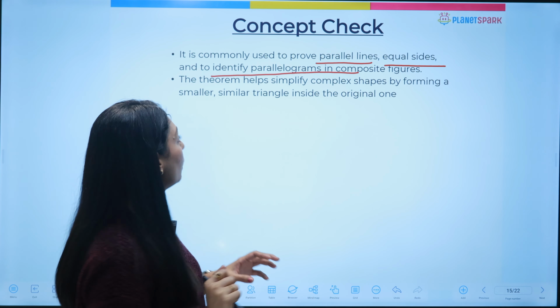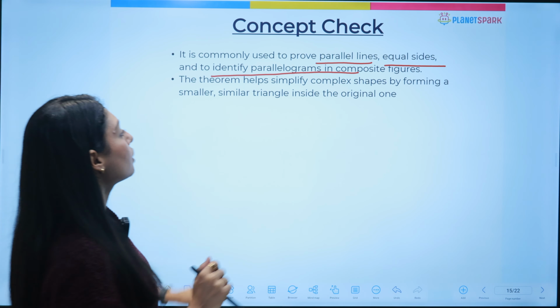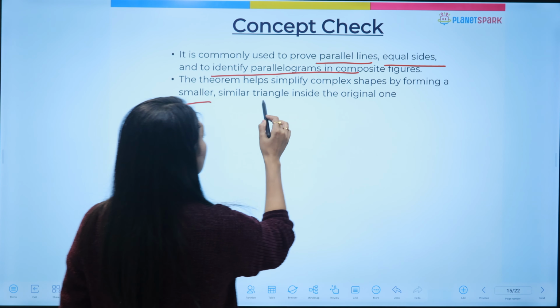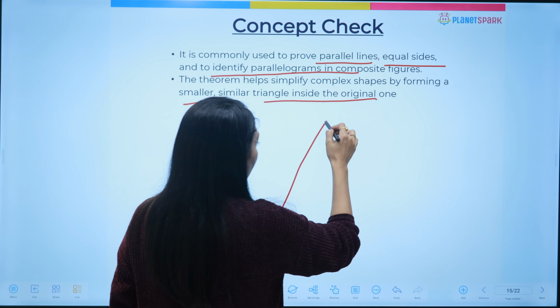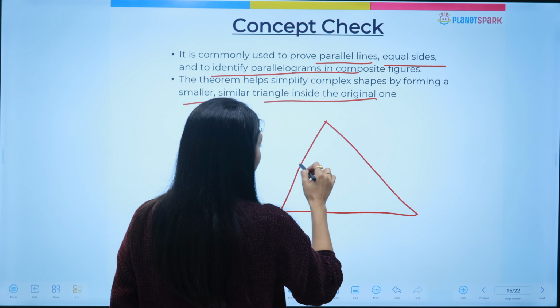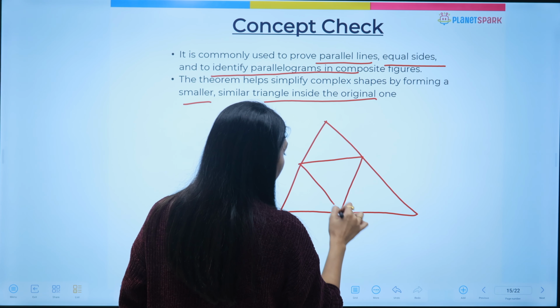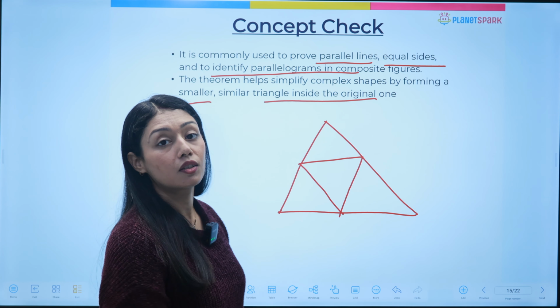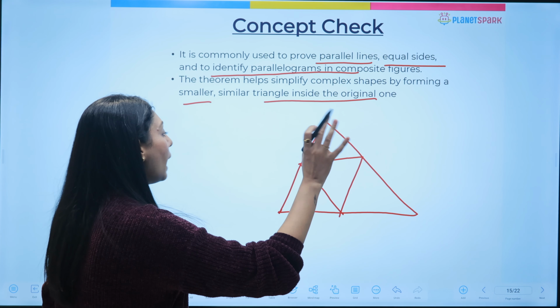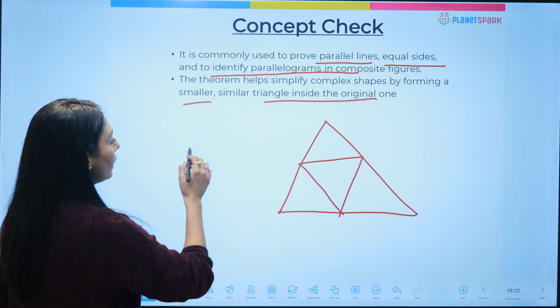we can use there. Then the theorem helps simplify the complex shape by forming a smaller similar triangle inside the original one. Sometimes we can do that as well, right? Let's say this is a triangle. All the midpoints of the 3 sides we are joining here. So the smaller triangle we are getting will be similar to the triangle that we have here. Now similarity ka concept we can prove easily, right?